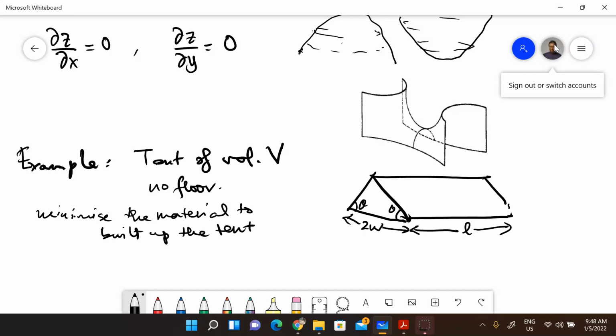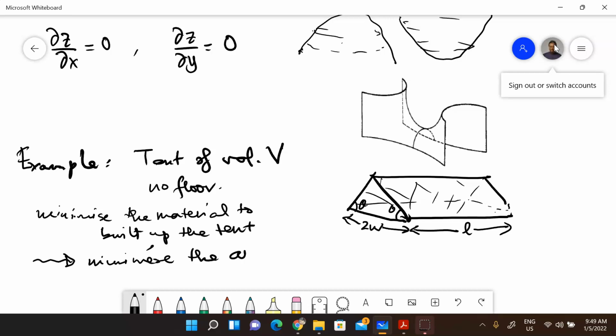So what would that correspond to? Okay, the material will actually have been covering this part of the area here, an area at the back, an area here, and an area on the left hand side and the right hand side. Okay. And there's no floor, so the floor doesn't count. So the equivalent problem that we want to do here is to minimize the area.